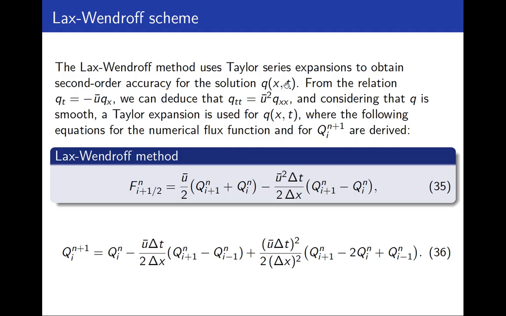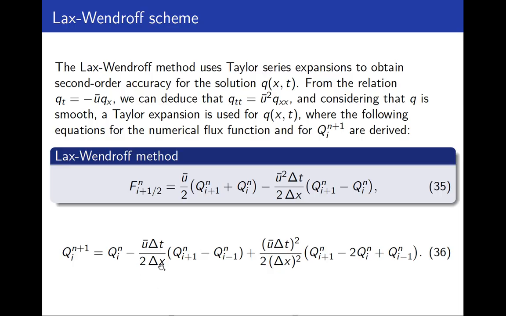And then you consider that Q is smooth, so you can obtain a Taylor expansion for Q. And under those conditions, you can end up with this equation 35. This is the equation for the flux at the right border. Similarly, you can also obtain an equation for the left border. And then if you substitute these equations in equation 27, you end up with equation 36, which is a much more complete equation.